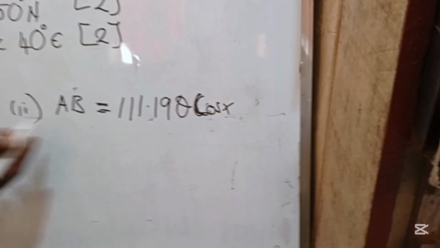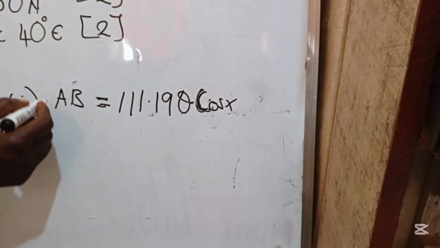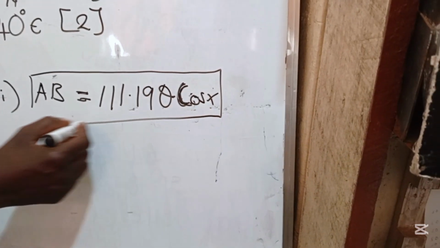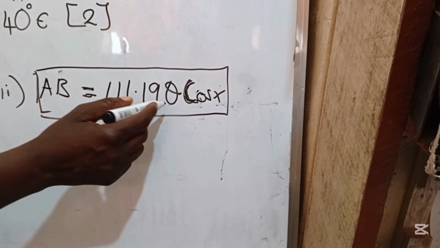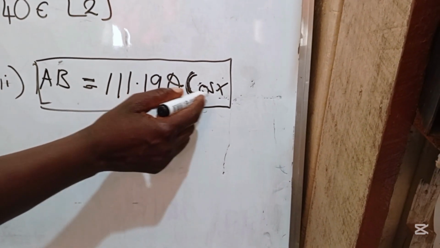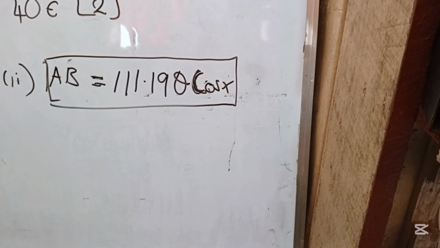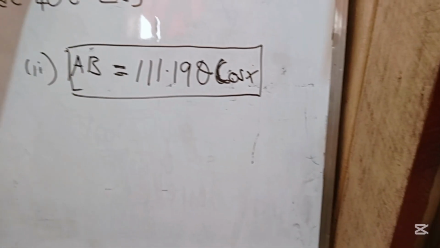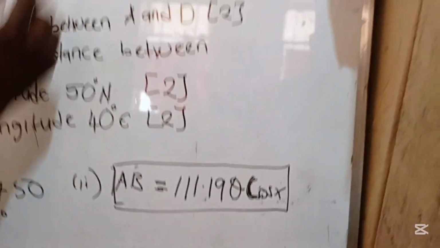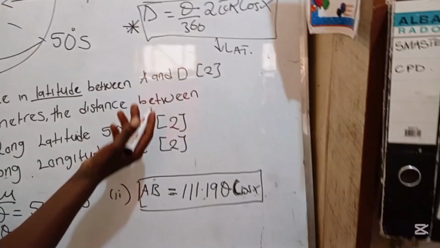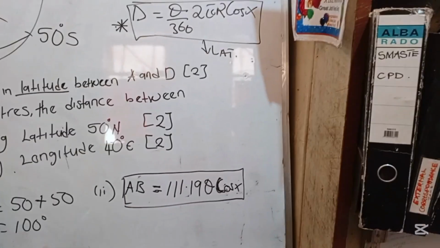Remember this is our formula: 111.19 theta cos x. This is our new method, and this is what we'll be using. There is no need of using the old method; instead we use this one. Just to prove it, you can use the old one if you find the same answers.